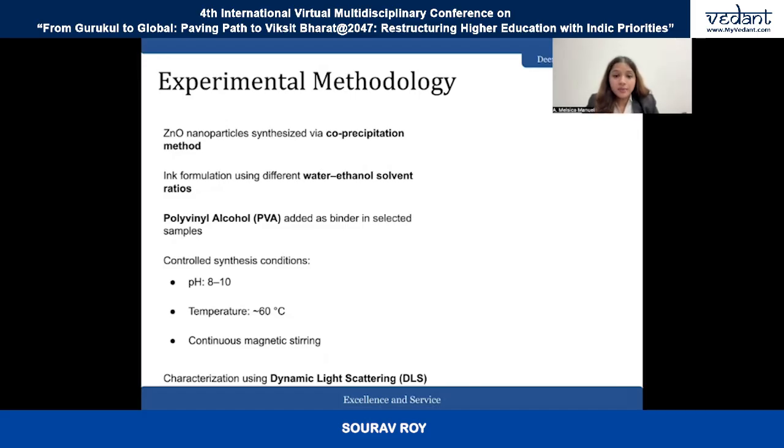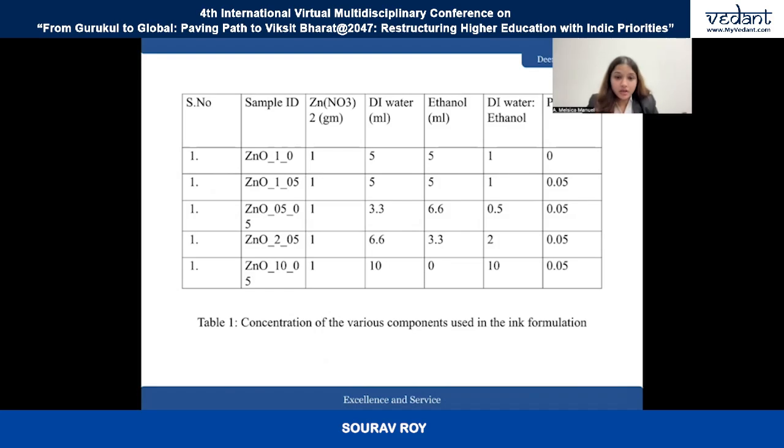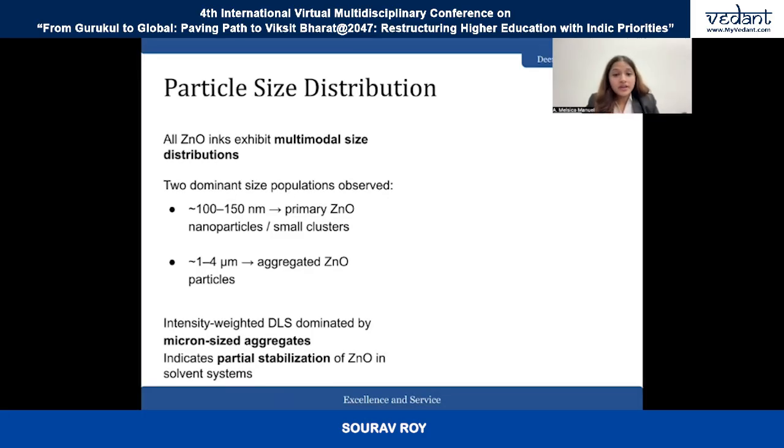ZnO nanoparticles were synthesized using the co-precipitation method. Ink formulations were prepared using different water-ethanol solvent ratios, with PVA added as a binder in selected samples. Here are the input parameters of the sample. The synthesis conditions were controlled with pH maintained between 8 and 10, temperature around 60 degrees Celsius, and continuous stirring. All samples were characterized using dynamic light scattering.